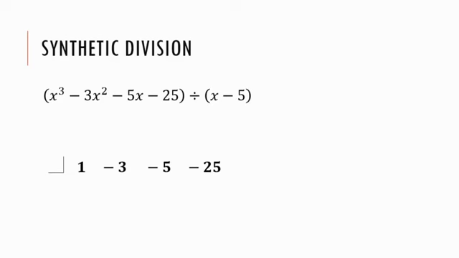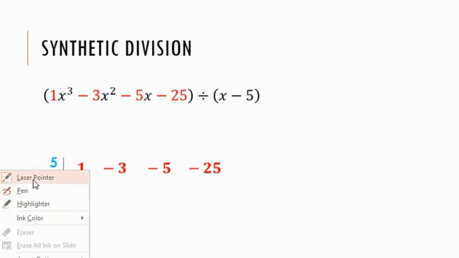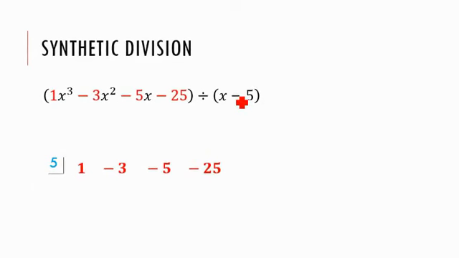So how it works is you're going to set it up like this, where you're going to have this little bracket thing, and then you're going to have numbers here. Where do those numbers come from? Well, they are your coefficients from your original polynomial. And then here, you're going to put this number. Now be careful, you're not including the negative. Okay, so if it's minus 5, you're putting 5.